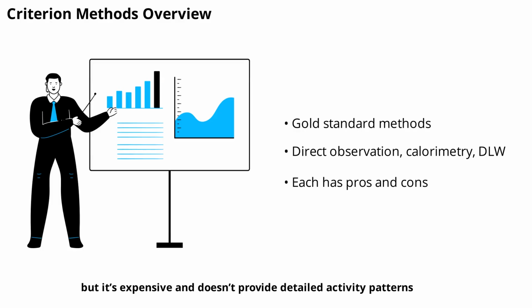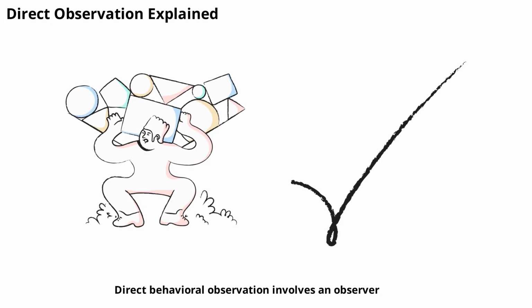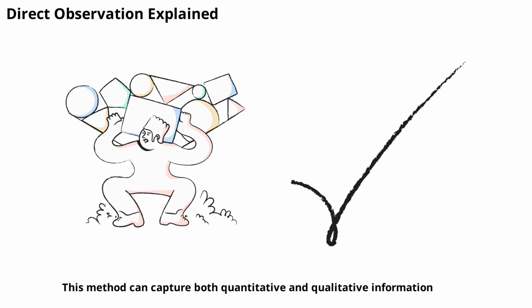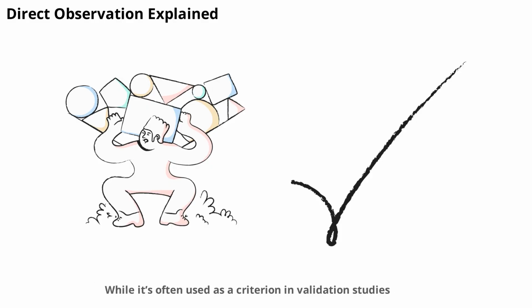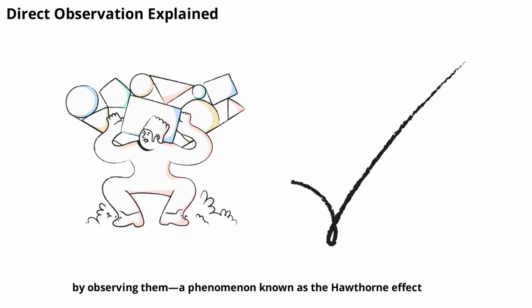detailed activity patterns. Direct behavioral observation involves an observer recording an individual's activity in real time. This method can capture both quantitative and qualitative information, including the context and social factors influencing activity. While it's often used as a criterion in validation studies, it's limited by its intrusiveness, time demands, and the risk of altering participants' behavior simply by observing them, a phenomenon known as the Hawthorne effect. Direct observation is usually confined to specific locations and times, making it less practical for large-scale studies.